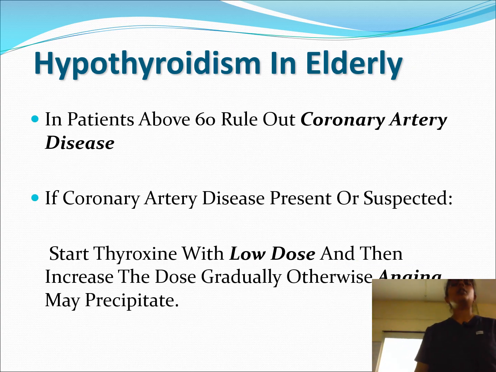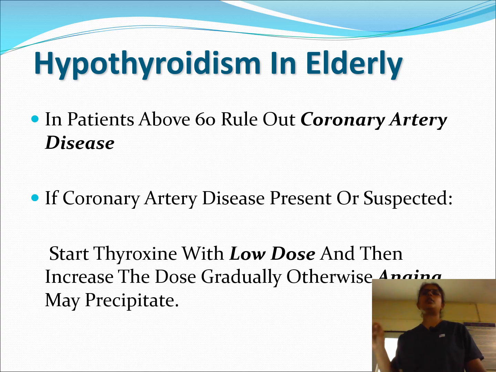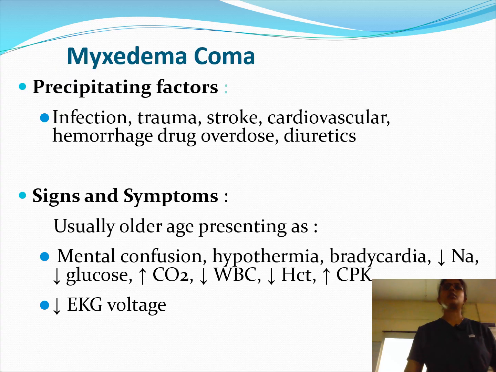Hypothyroidism in elderly. In patients above 60 years, you should rule out coronary artery disease, because if coronary artery disease is suspected, you should start the thyroxine with a low dose, initially 25 microgram or 12.5 microgram, and gradually increase the dose accordingly, because these thyroid hormones will precipitate angina. So the dosage should be given accordingly, and cardiovascular diseases should be ruled out initially in elderly patients.